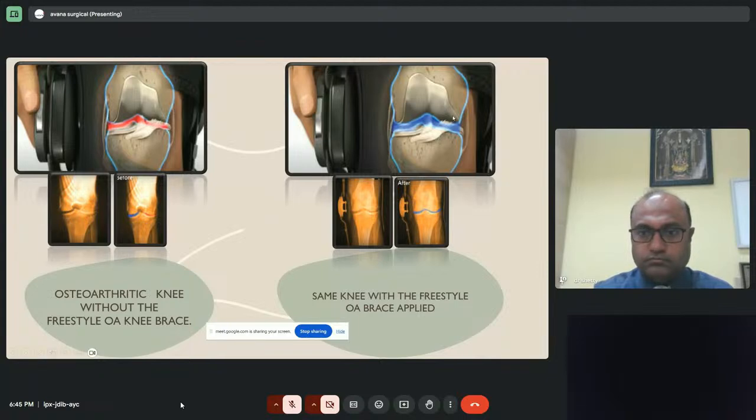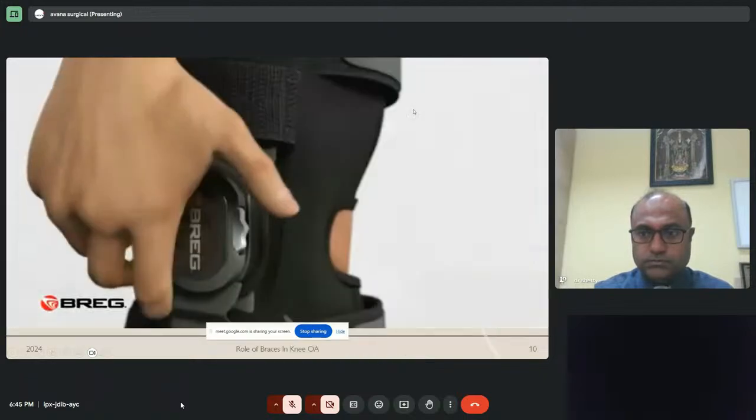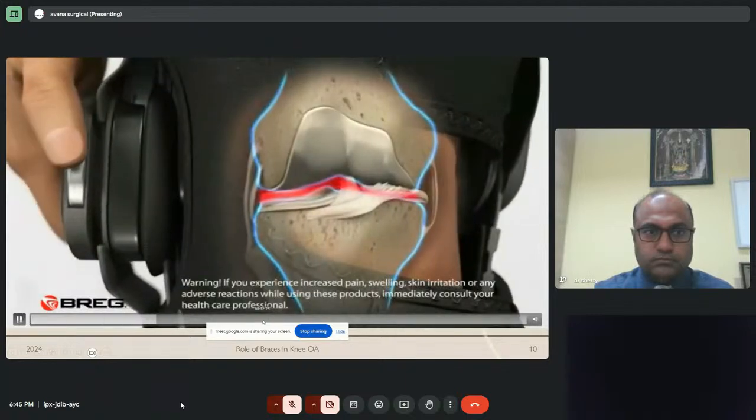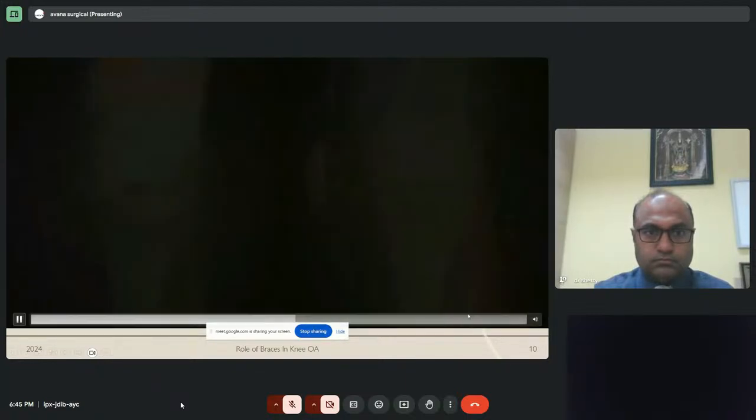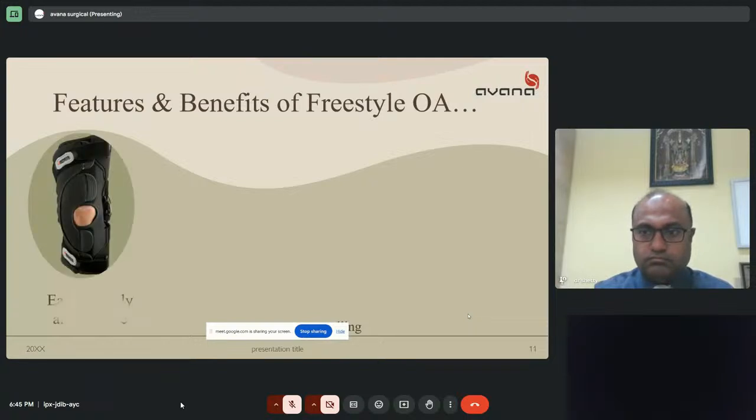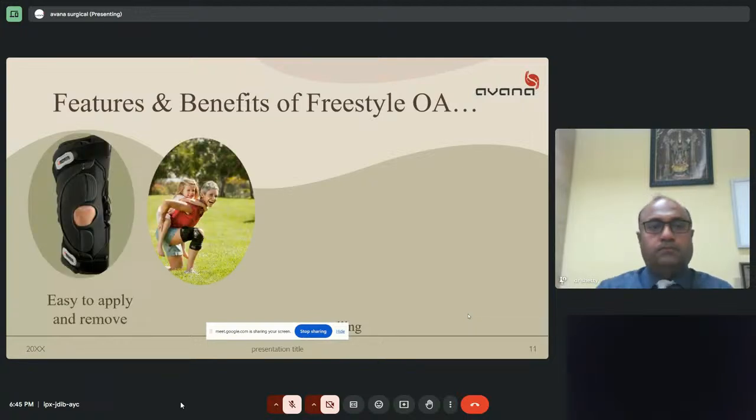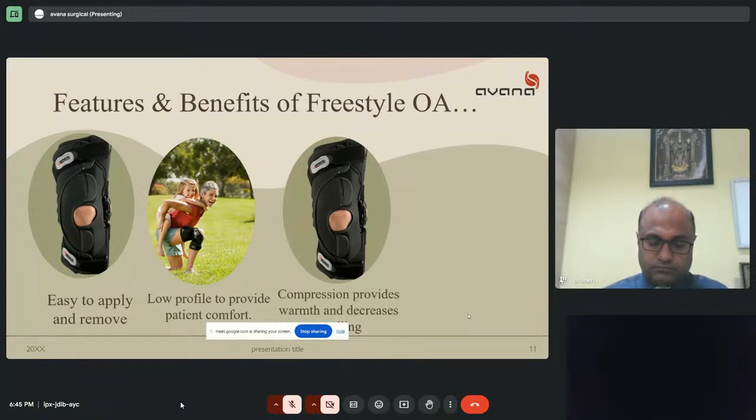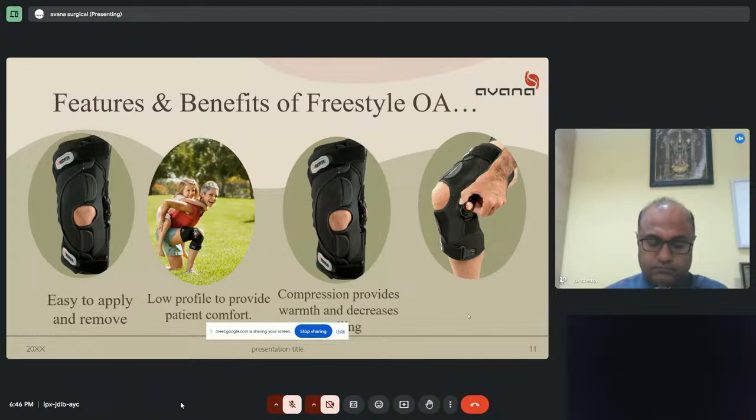So this is the difference. There is no joint space. By applying proper pressure with Freestyle OA, you can see the joint space. So this is the mechanism. We are applying the pressure, and it is increasing the joint space. Features and benefits are very, very straightforward. Freestyle OA is a combination of compression sleeve and offloading brace. So it will give the benefits of a compression sleeve, as well as offload the knee. So it's a complete solution for knee osteoarthritis pain.